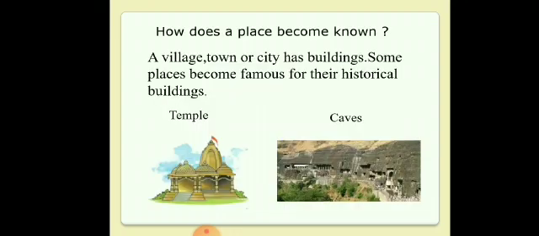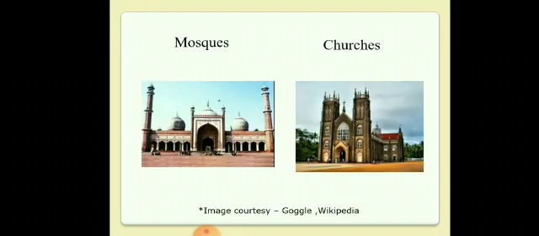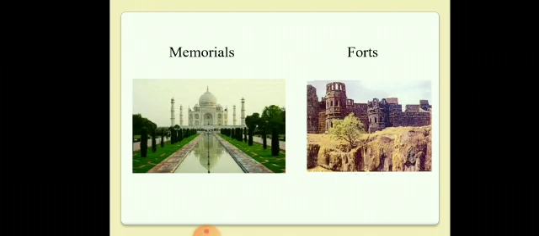So now let us see how a place becomes renowned. A village, town or city has buildings. Some places become famous for their historical buildings. Means the buildings may be related to some historical event. Means some event happened in the past, such as temples, caves, mosques, churches, memorials and forts.